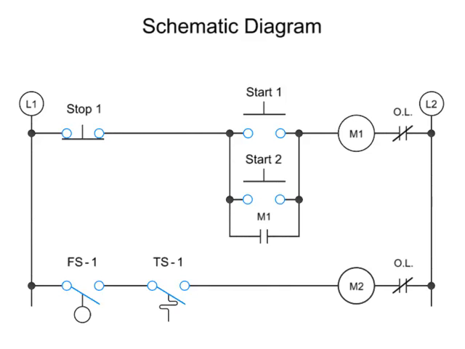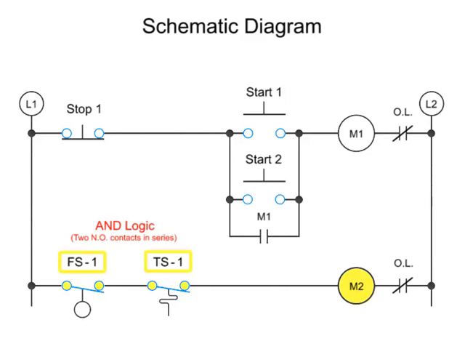The first control logic we will look at is AND logic. AND logic is present when there are normally open control devices connected in series. Here we have two automatic switches. The motor coil M2 will only be energized if both float switch 1 and temperature switch 1 are closed.